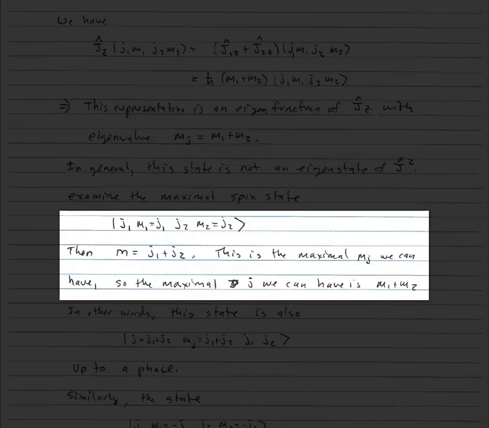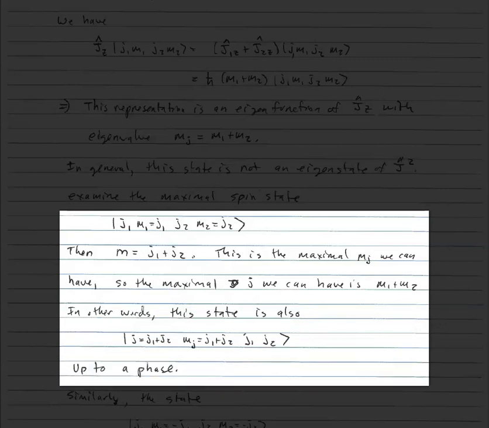But because I don't have any states that have a z component of angular momentum that's j1 plus j2 plus 1, I can't have a j value that's bigger than j1 plus j2. So that is the maximal j value that I can have.